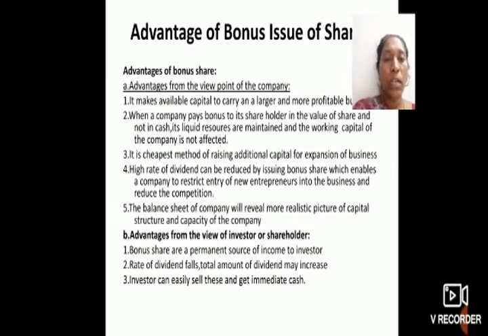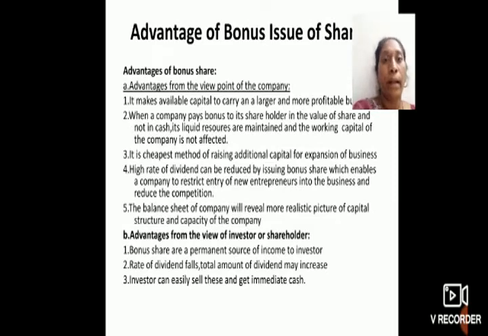Then next, how it will be advantageous to the shareholders. Number one, bonus shares are a permanent source of income. Bonus shares increase the number of shares, which in return increases the dividend in future. So it is a regular source of income for the shareholders. Then, the rate of dividend falls and the total amount of dividend increases. The rate of dividend falls, but instead the profit can be higher. So the total amount of dividend has increased.